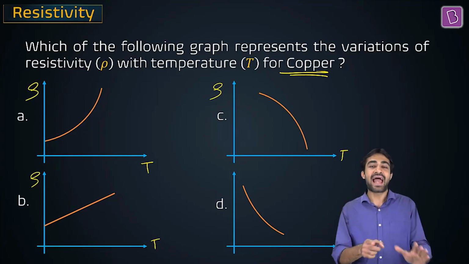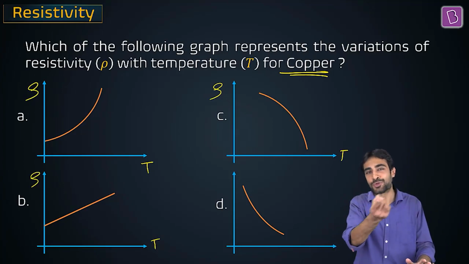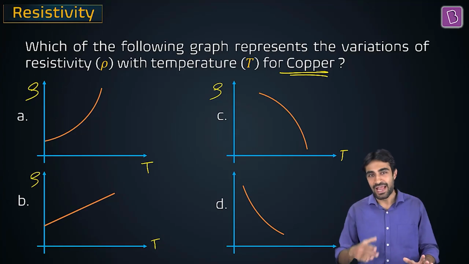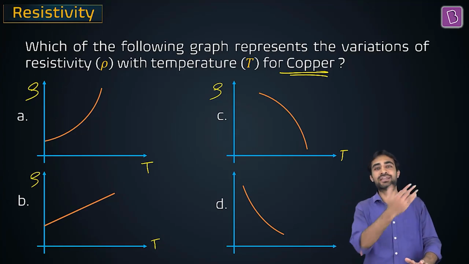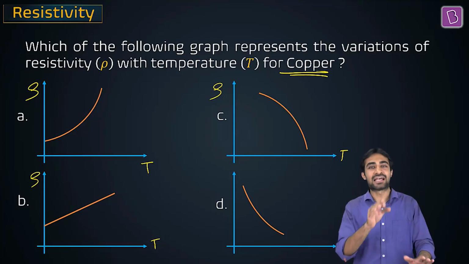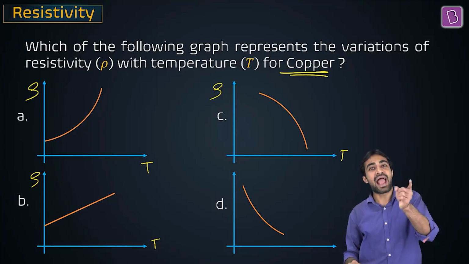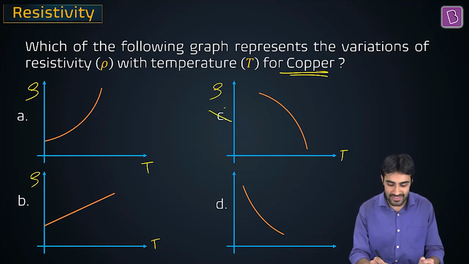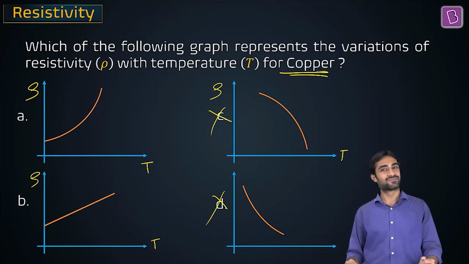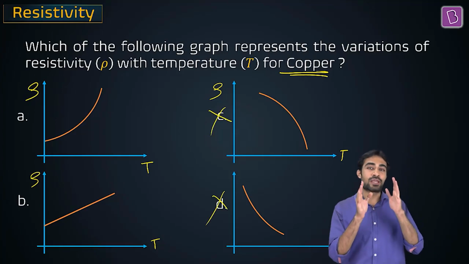Now first things first. For metals, as we increase the temperature, what do you think will happen to resistivity? Does the resistivity increase or decrease? For metal, as we increase temperature, does the resistivity increase or decrease? It actually increases. So option C is wrong, option D is wrong. Okay. Now, let's concentrate on A and B.